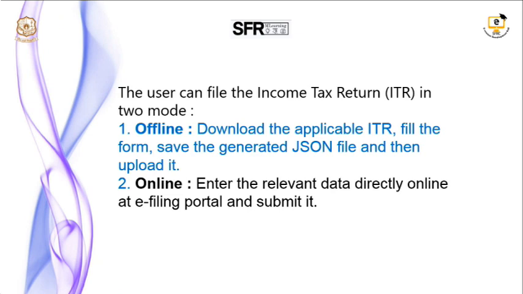For other sources, bank FD and details of interest received from tax saving corporate bonds. The assessee can file the income tax return in either of two modes, that is offline mode or online mode. In the offline mode, we have to download the applicable ITR, that is 1 to 7, fill the form, save the generated JSON file and then upload it. In the online mode, we have to directly go to the e-filing portal and submit it.